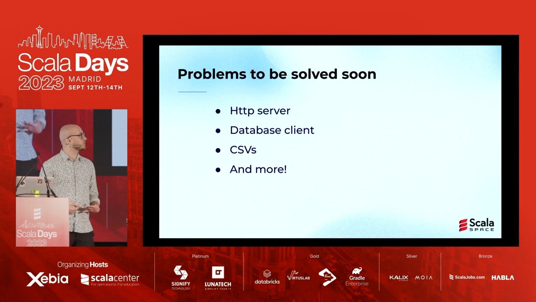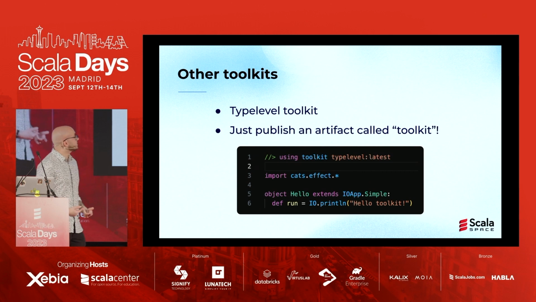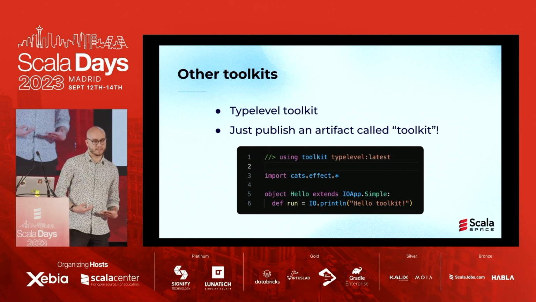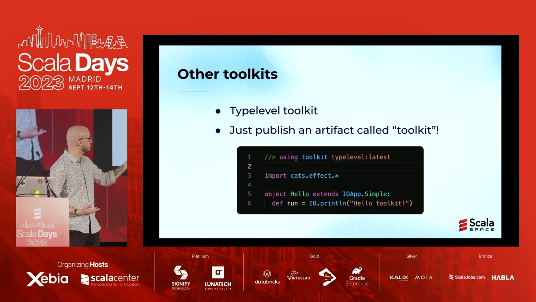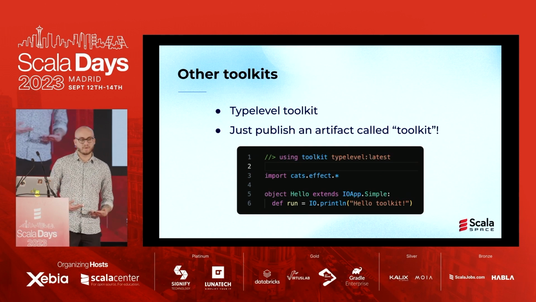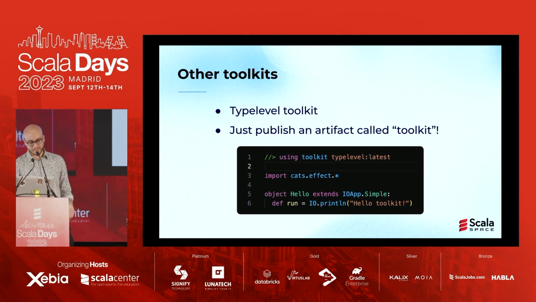We for sure want to have an HTTP server, a database client, and a CSV library, but there will also be more of them added later. There can also be other toolkits. There's already a Typelevel toolkit created that you can use in a very similar manner to the Scala Toolkit. You just use this directive, and you're good to go with a set of basic libraries from the Typelevel ecosystem.